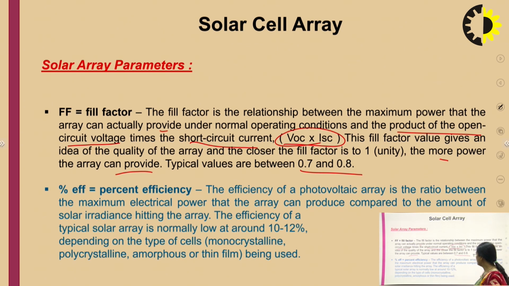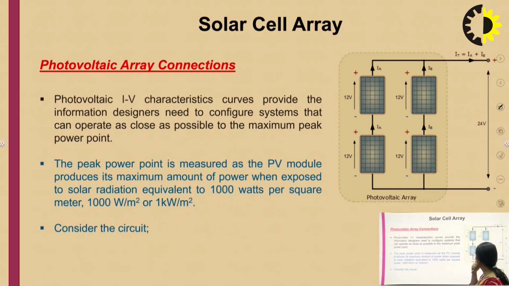And percentage efficiency of a photovoltaic array is the ratio between the maximum electrical power that the array can produce compared to the amount of solar irradiance hitting the array. The efficiency of the solar array is around 10 to 12%, depending upon which type of cells we are using, either monocrystalline, polycrystalline or amorphous. So these are the connections you can see in the solar cell array.